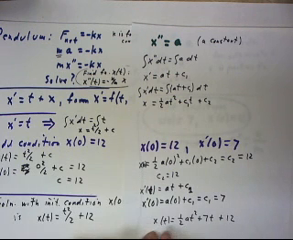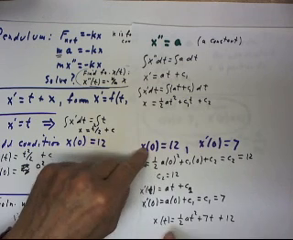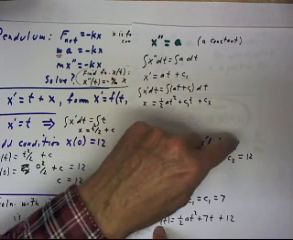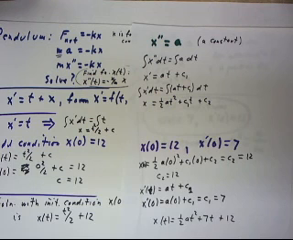And we can verify that when t is 0, this function is equal to 12 as specified, and its derivative is equal to 7 as specified.